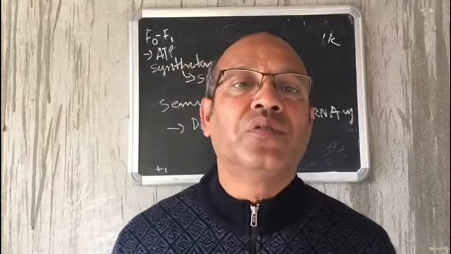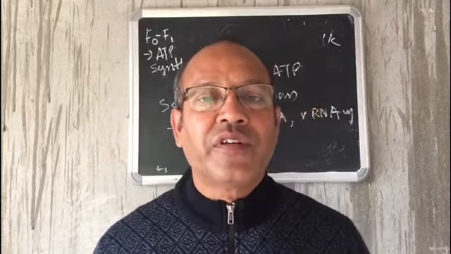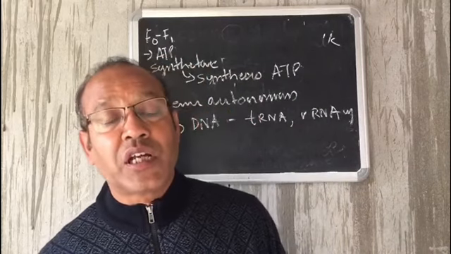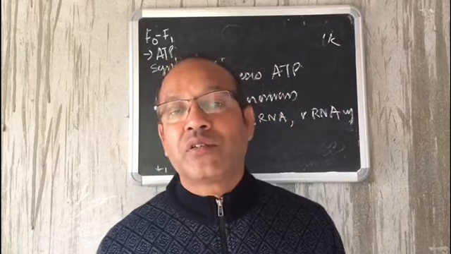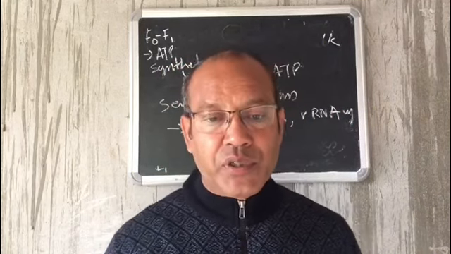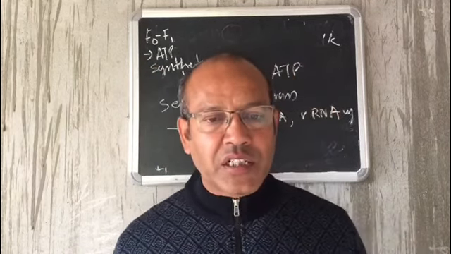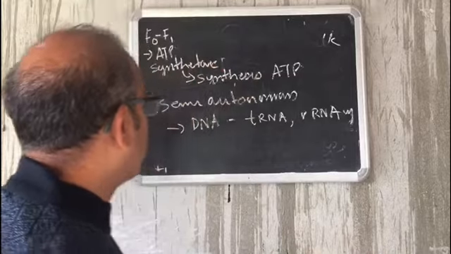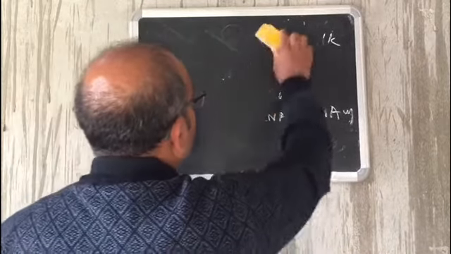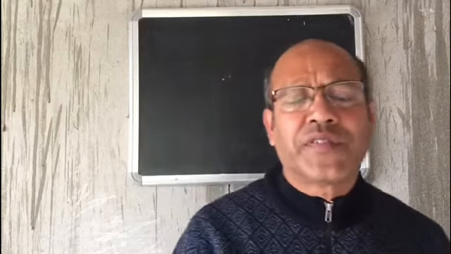Mitochondria, as we already know, is the powerhouse of the cell. It is responsible for generation of energy. In fact, it produces around 95% of the energy that is required by the cell, in the form of ATP. So mitochondria contains enzymes that help in oxidative phosphorylation. Now, just to put a word here, what is oxidative phosphorylation?